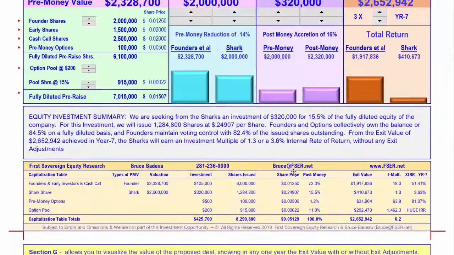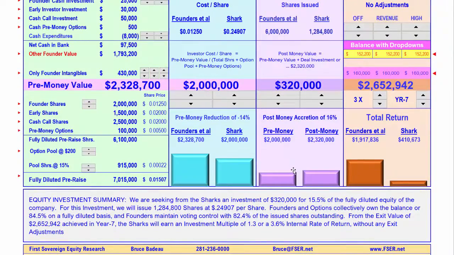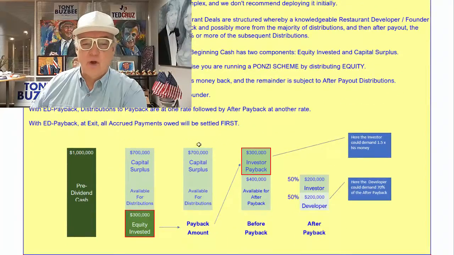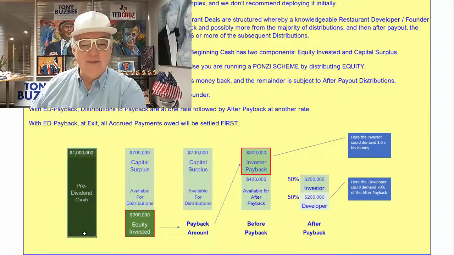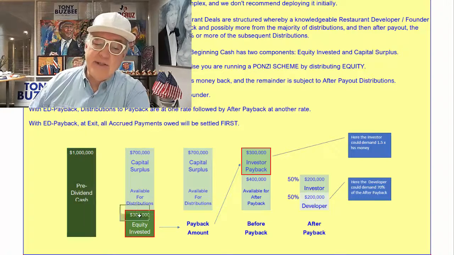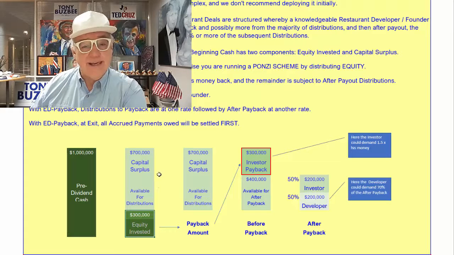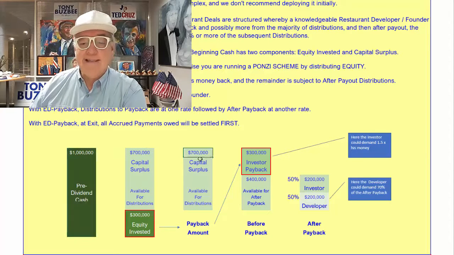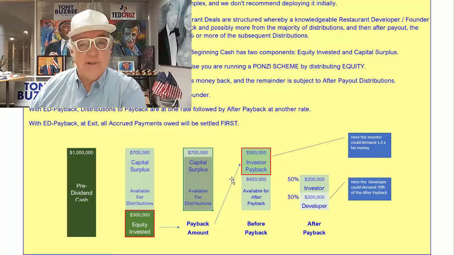Okay, so to do that restaurant deal, and actually the restaurant deal may cost more because there's going to be some CapEx in a restaurant, but I'm going to leave that out just so you can see how to do the deal. We really need to talk about this. Look, if this is the amount of cash that you have, and this is the amount of equity that you raise, this is an example. There's a $700,000 capital surplus that makes up this $1 million.